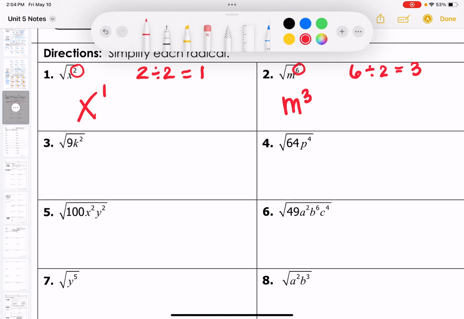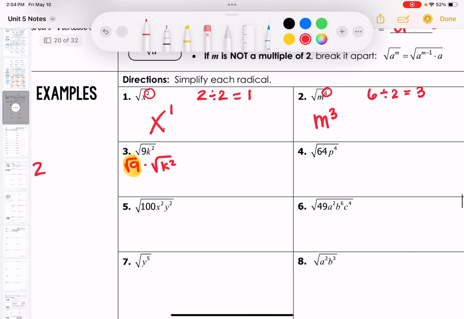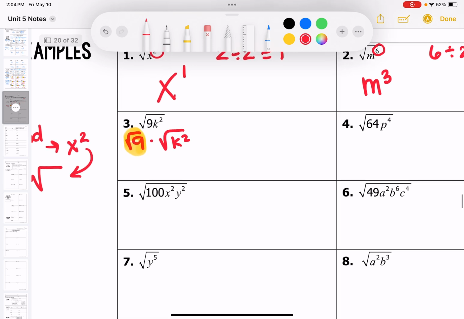All right, now we're going to look at some examples with numbers and variables. So number 3, we have square root of 9x squared. So what I do is I break it apart. I break the number up from the letter so everything has its own square root. This we can simplify in the calculator. So remember, you're going to do second x squared in the calculator, and that's going to give you the square root sign. And so when I do that, I get 3.